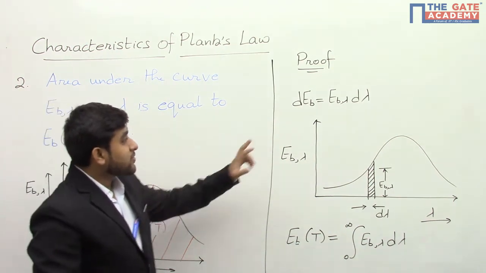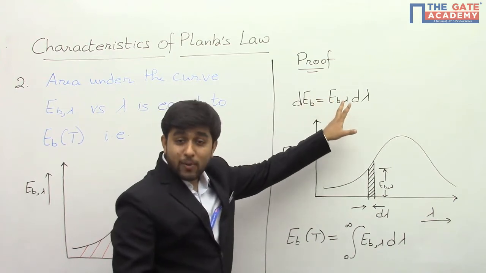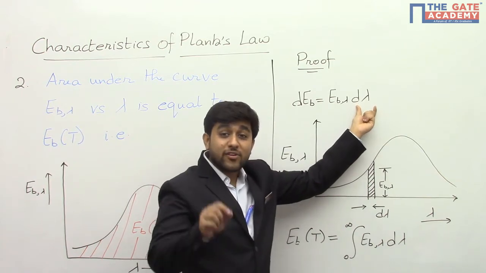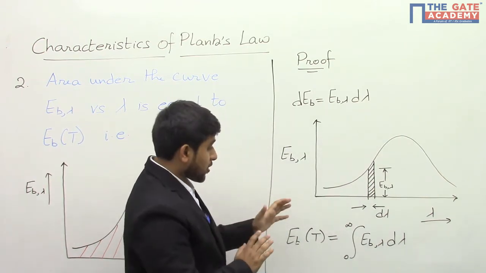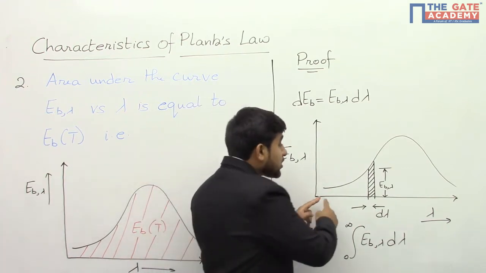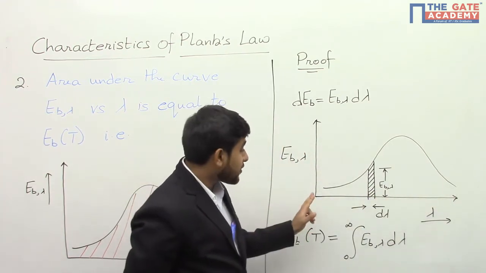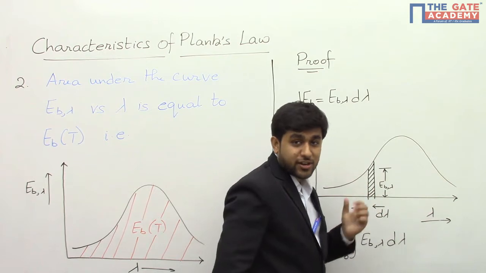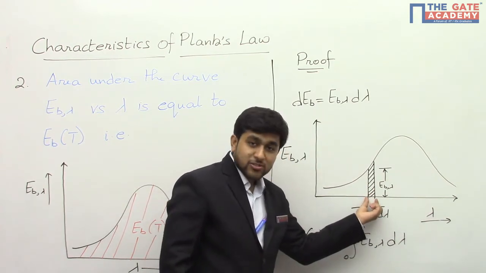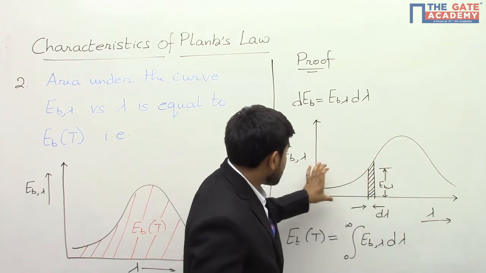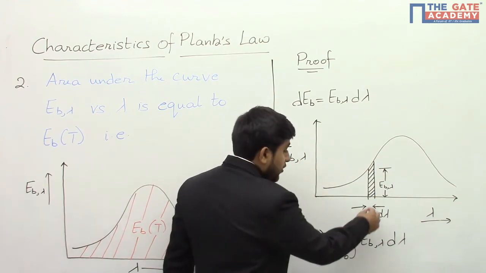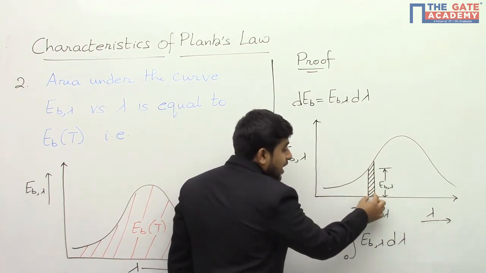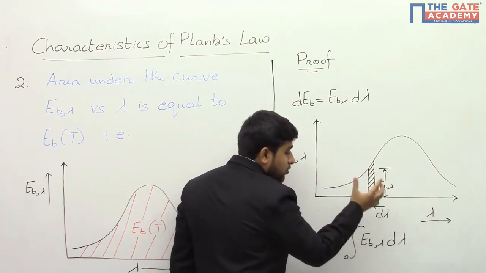Let us see how. We know dEB is equal to EB comma lambda d lambda. Now what is this? Energy emitted in an infinitesimal wavelength range d lambda, right? So what I have done is that in the graph, on the horizontal axis, that is the wavelength axis, I have divided this whole wavelength axis into a very large number of small wavelength ranges. Now for a particular wavelength range d lambda around lambda, this is the monochromatic emissive power, right? So for d lambda, if we take the rectangular strip, that is the area under the curve, this area will be equal to EB comma lambda into d lambda, right?